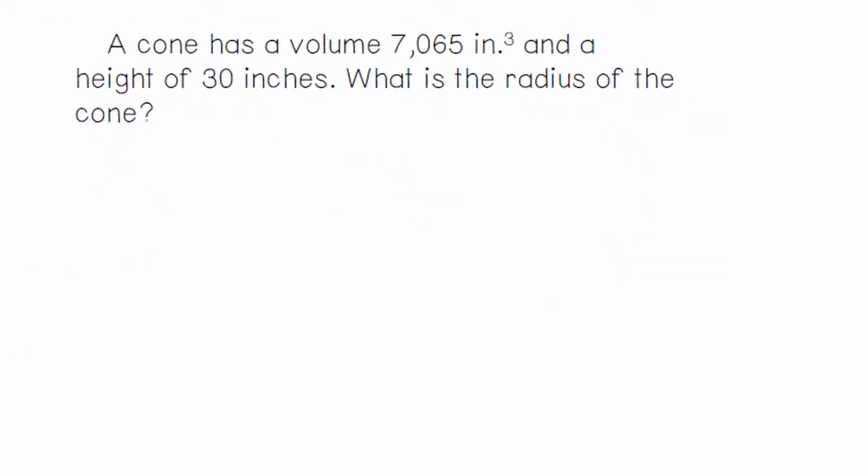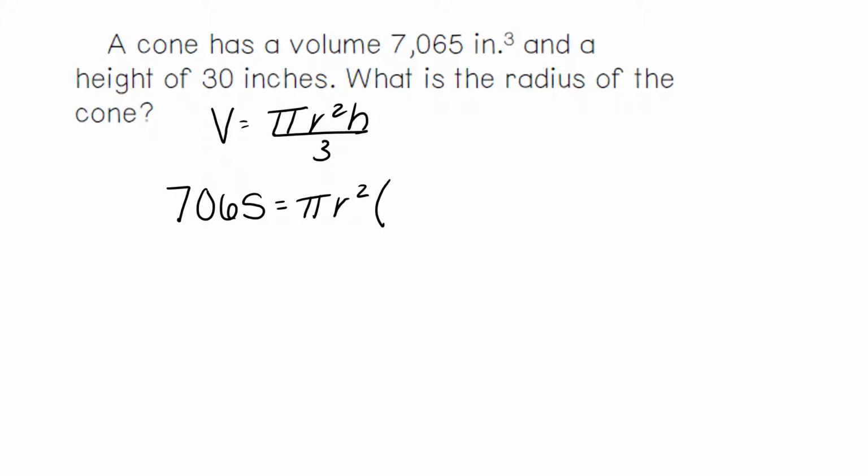A cone has a volume of 7,065 inches cubed and the height is 30 inches. What is the radius of the cone? So again, we're going to take our formula, V equals pi r squared h divided by 3, and we're going to fill in our values, starting with the answer for the volume, 7,065. We do not know the radius, but we know the height is 30. And we have to work backwards to find the radius. So to work backwards, meaning we do the opposite. Instead of dividing by 3, we multiply by 3.